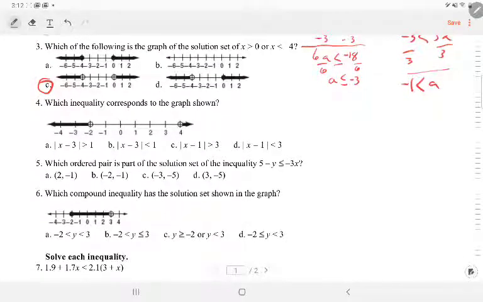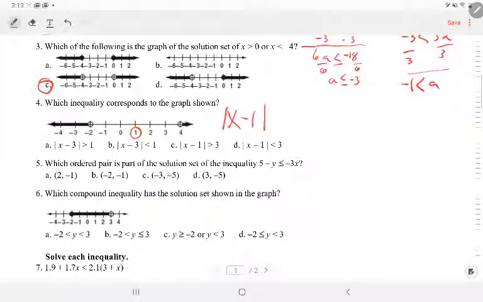Number 4, which inequality corresponds to the graph shown? Well, with number 4, I would say absolute value, x minus the midpoint. The midpoint is 1, so -1. And then I have to do an inequality. Less than or equal to is for the and, and greater than or greater than or equal to is for the or. This is an or problem.